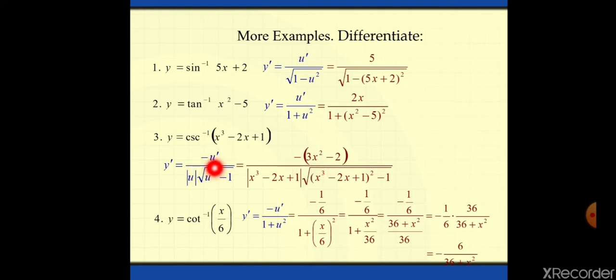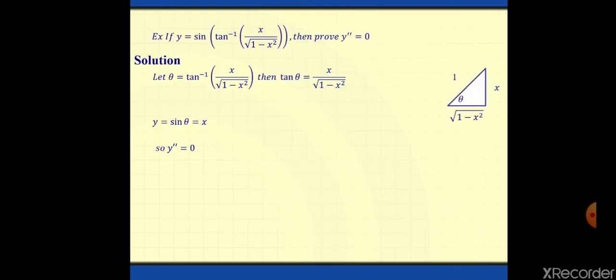For example, here you have u prime, which is the derivative of this bracket, which is 3x squared minus 2, over absolute u, the absolute of this expression, times root u squared, this bracket to the power 2, minus 1. And you can find here also u, which is x over 6. You can directly substitute in the rule to find the final answer.